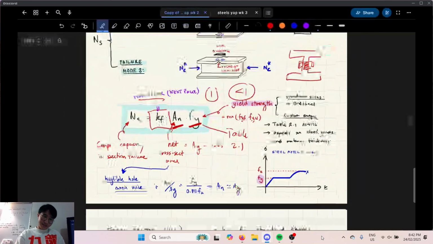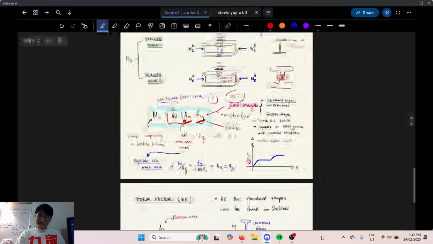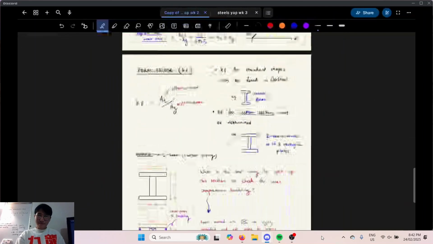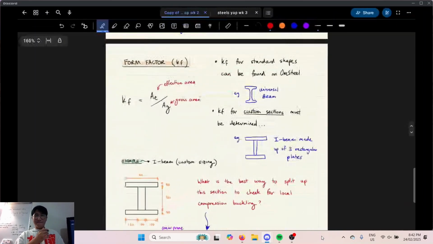Let me show you on this next page once it loads. Okay, we're good. It's the effective area over the gross area. So we know what gross area is. Let's find out what effective area is.